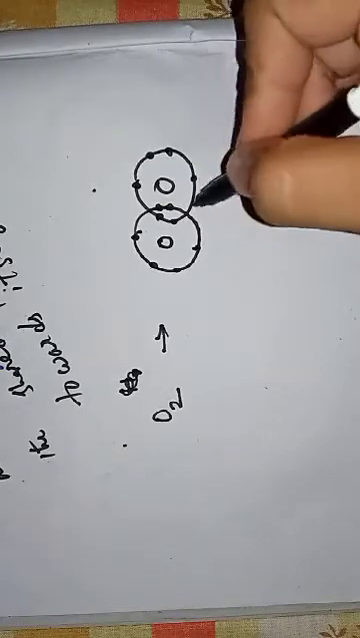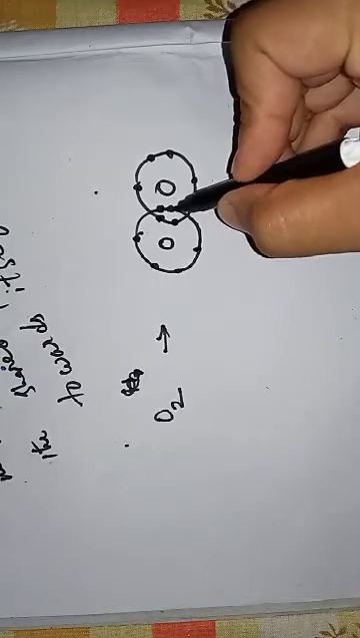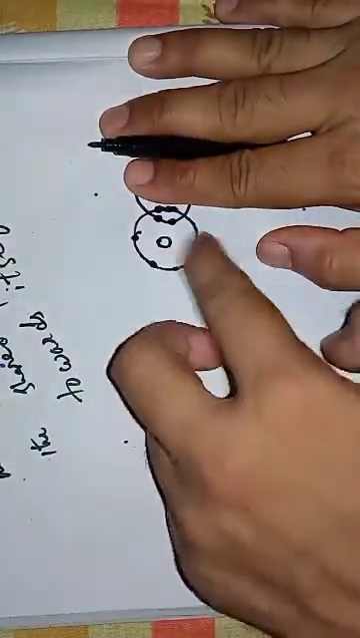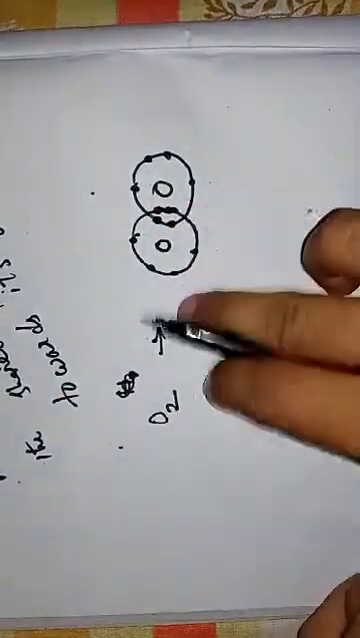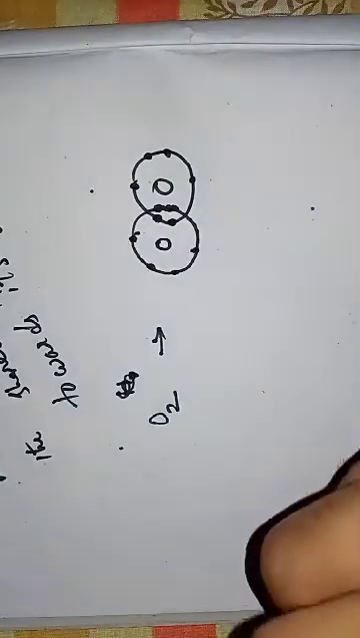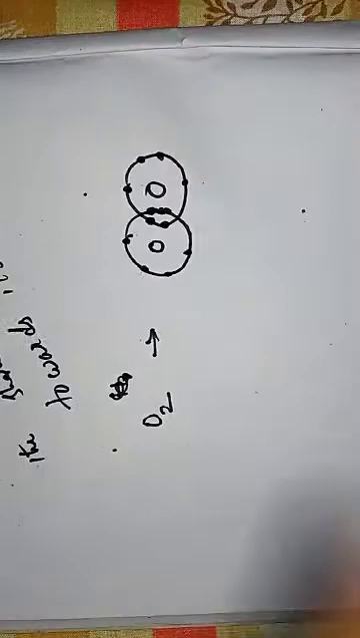You can see that the outermost shells of both oxygen atoms are overlapping each other, and this overlapping is due to the sharing of electrons, because when they share electrons, they complete the octet. 1, 2, 3, 4, 5, 6, 7, 8. Both oxygen atoms have completed their octet, that is, they have 8 electrons in their outermost shell by mutually sharing electrons. So this is the basic orbital structure of the oxygen molecule.